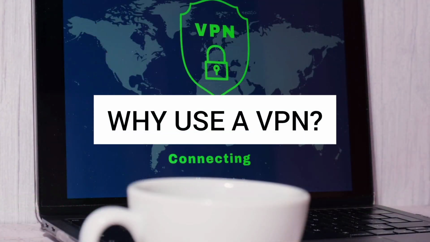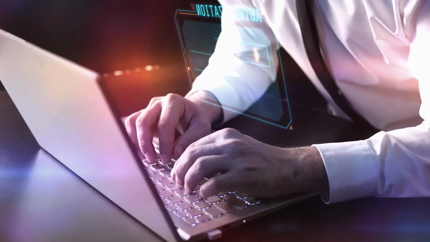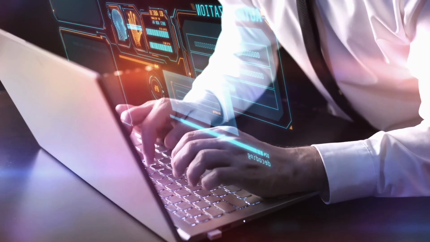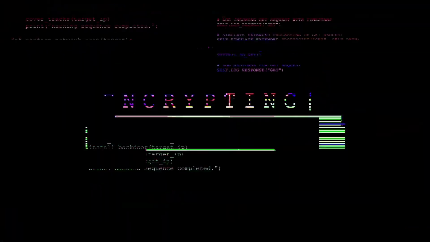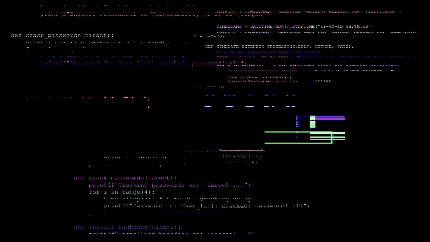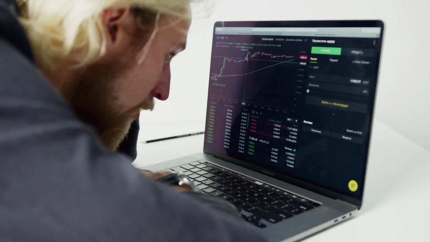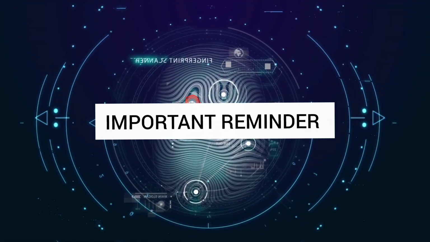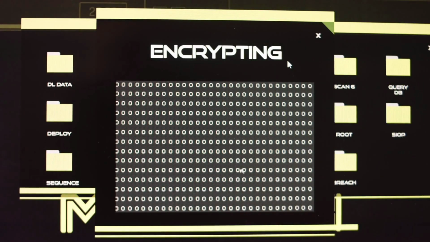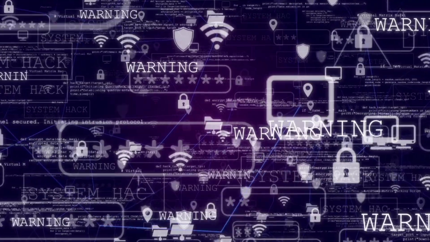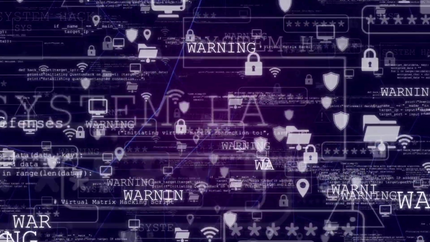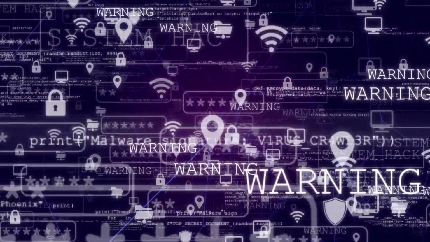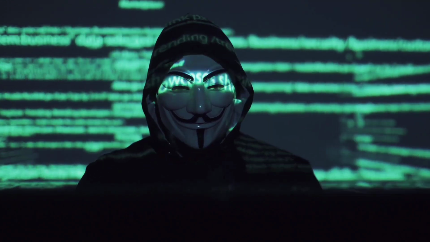Why use a VPN? So, why set up a VPN? A VPN masks your IP address and encrypts your internet traffic, helping protect your privacy and allowing you to bypass geographical restrictions. Important reminder: while a VPN enhances privacy, it doesn't guarantee complete anonymity. Avoid using VPNs for illegal activities, as this could have serious consequences.